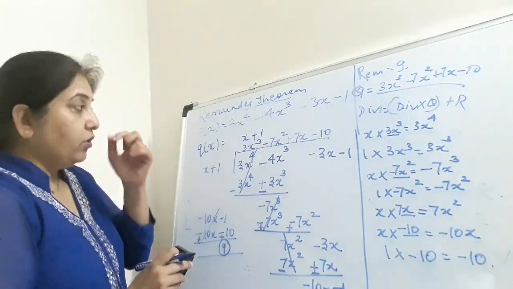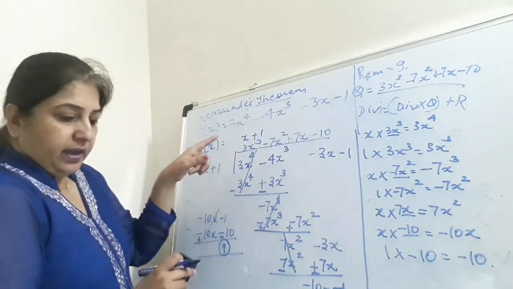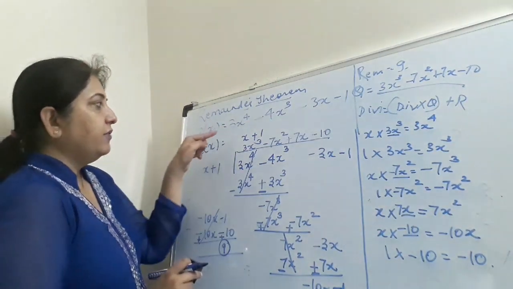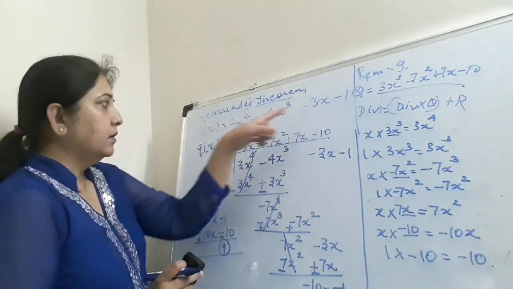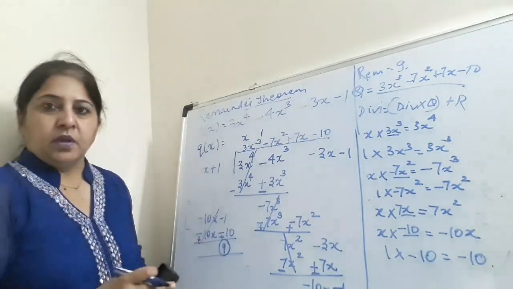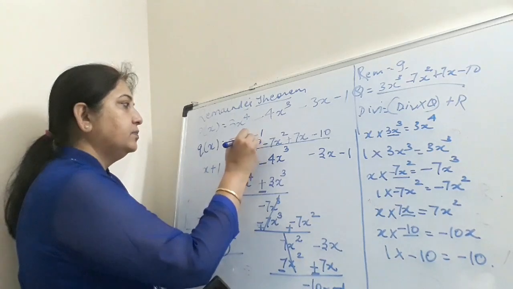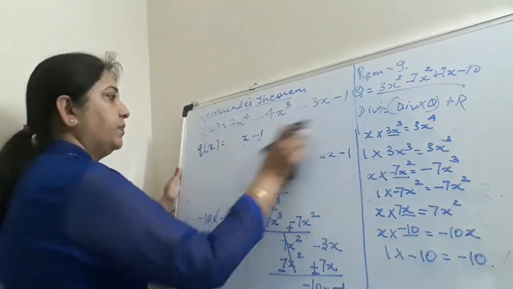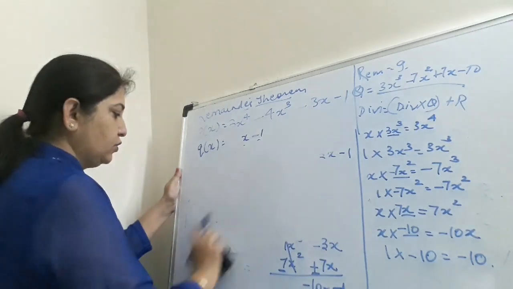3x to the power of 4 minus 4x cube. Now I have the same question, and if I divide the same polynomial by x minus 1, we can do that, we can check that also. Okay, so let's rub this and start all over again.